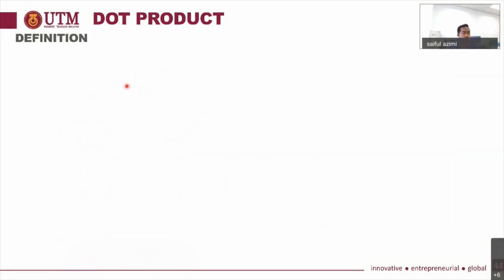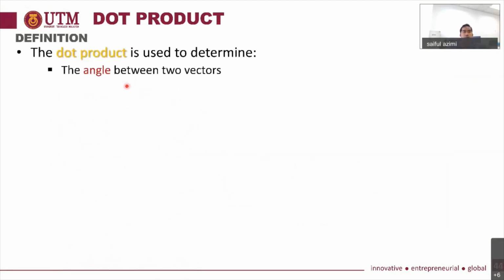So what is the function of the dot product? The dot product is used to determine the angle between two vectors. Let's say you have two vectors and you want to find the angle between them. To find that, you can use the dot product.